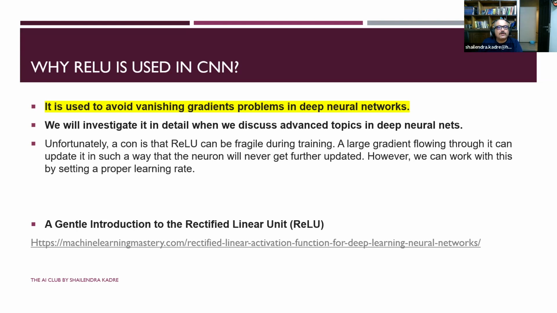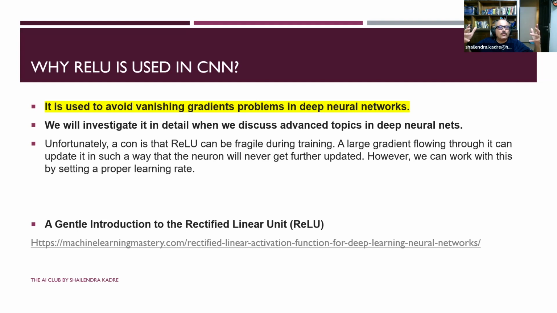So what is the disadvantage? ReLU can be fragile during training. A large gradient flowing through the ReLU function can update it in such a way that the neuron will never get updated further. However, we can work around this by setting a proper learning rate. So the con is that with larger gradients it misbehaves, and further updates may not take place.